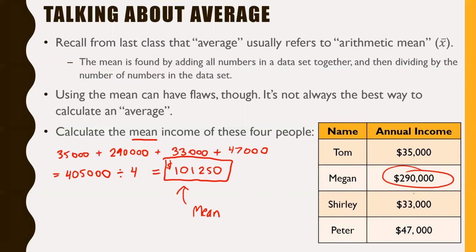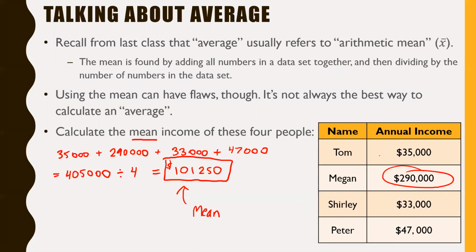And the reason it doesn't do a very good job of estimating the average of these 4 people is because there's really only one person who's making way more than everyone else, almost 8 or 9 times more. And that's what's bringing this number up, right? If you look at Tom, Shirley, and Peter, this number, $101,250, doesn't even come close to what they're making in a year. It's way, way more than that. So I don't think this is a very good way of measuring an average.